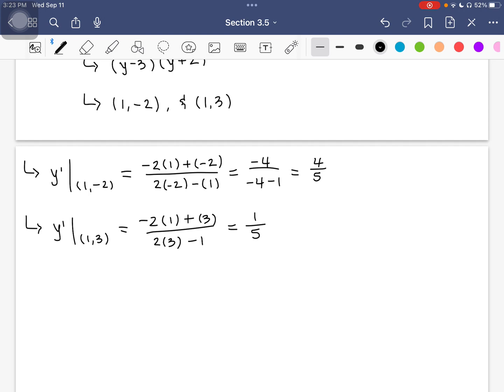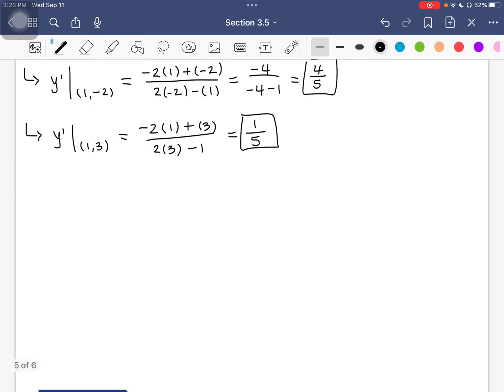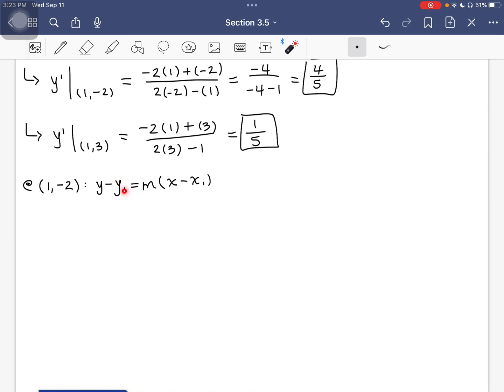All right, so this is the slope of our tangent line at this point, and then this is the slope of our tangent line at this point. All right, so we have 2 points, we have 2 slopes. Now we'll just use point-slope form to find our 2 equations. So I'll do our first point, and we'll use point-slope form. So just as a reminder, it's y minus y1 is equal to m times x minus x1, where m is our slope, and then our y1 and x1 is our point here.